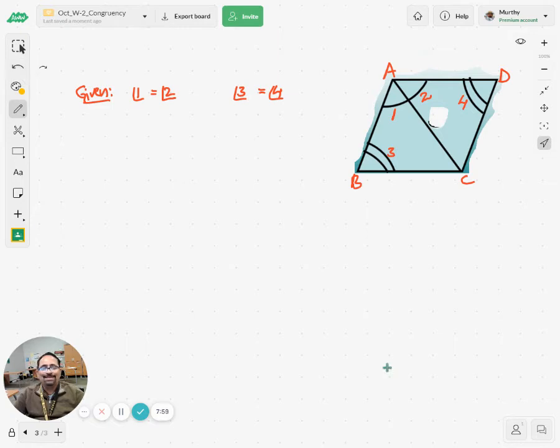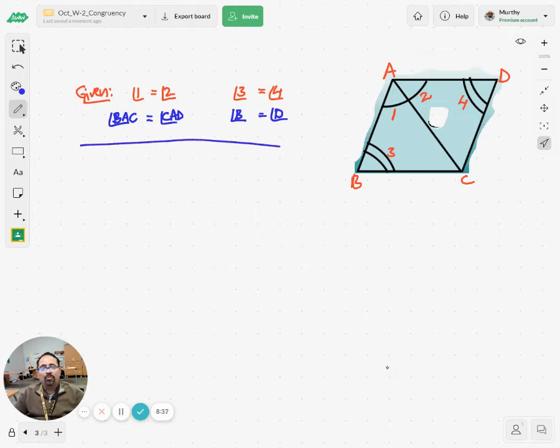When it comes to angle 2, this is going to be CAD. Again, I'm repeating: angle 1 is BAC, and angle 2 is angle CAD. Then angle 3, I can take a single letter because there is only one angle at point B. And angle 4 is angle D.